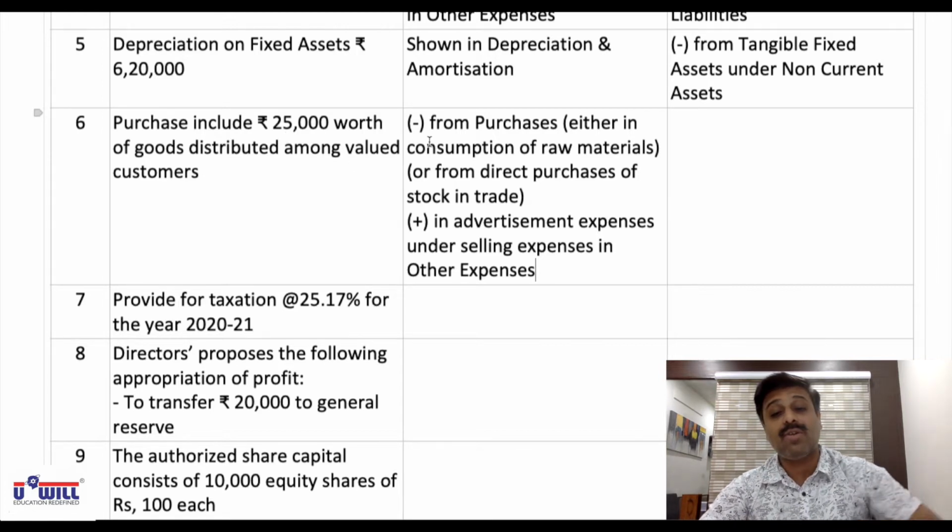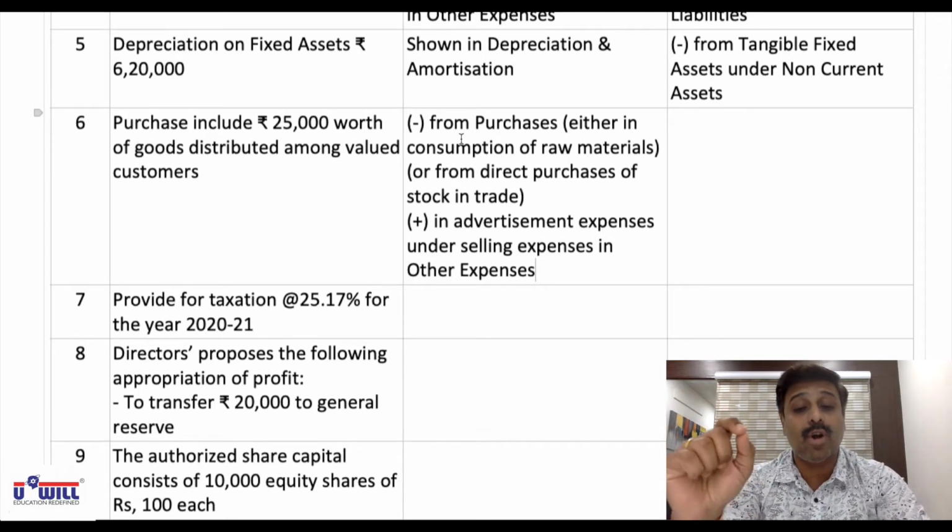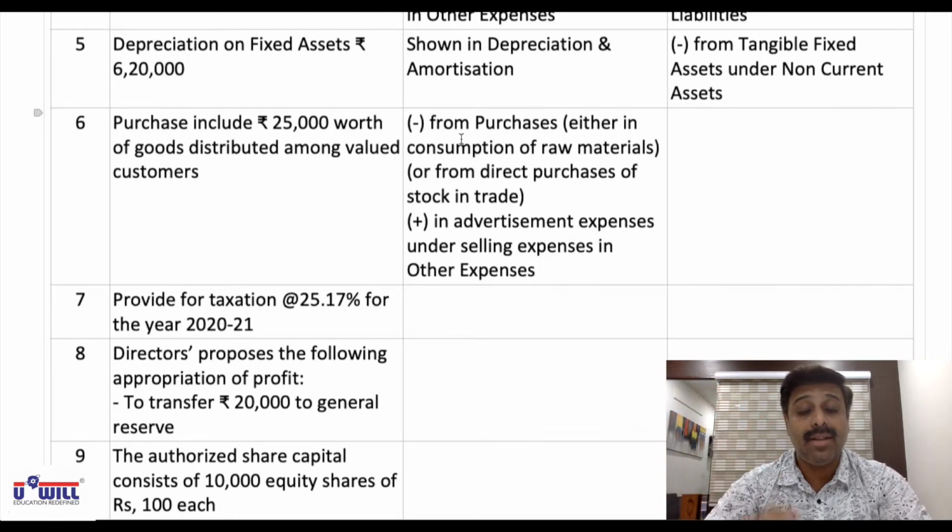If it is purchase of raw material in the question, you'll minus it from purchases in consumption of raw materials. If it is purchase of finished goods in the question, you'll minus from direct purchases of stock in trade. There's a separate heading in P&L statement, purchase of stock in trade.